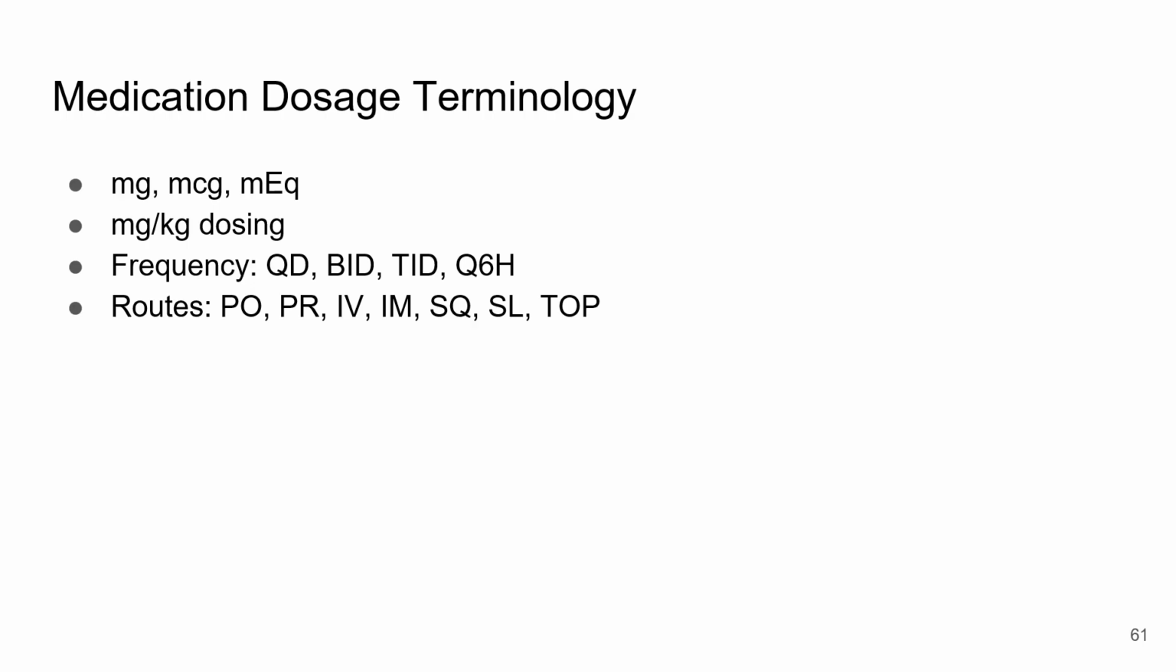The next is frequency terminology, so abbreviations like QD, BID, TID, every 6 hours. These tell you how often the medication is taken, and understanding these is very important because errors in frequency can easily lead to underdosing or toxicity. And then route abbreviations: PO, IV, IM, sub-Q, PR, topical. These tell you how the drug is entering the body. And as you've seen, the route dramatically affects bioavailability and safety.